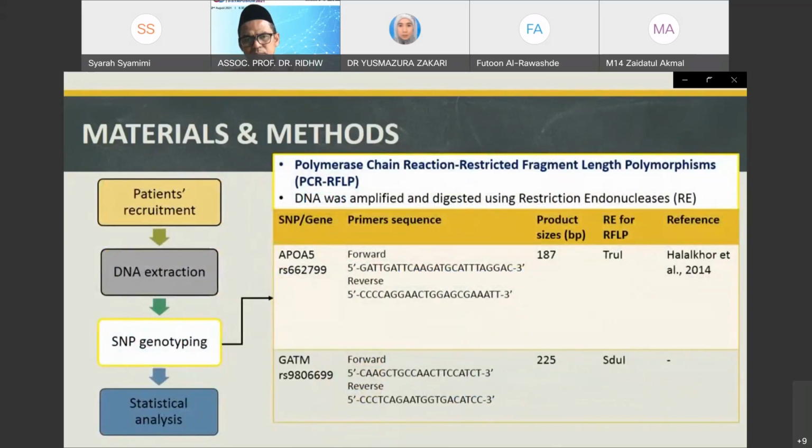After DNA extraction, SNP genotyping was performed using polymerase chain reaction restriction fragment length polymorphism, also known as PCR-RFLP, in which the extracted DNA was amplified in the PCR reaction, followed by digestion using restriction endonucleases in the RFLP reaction. The list of primer sequences and product sizes upon successful DNA amplification in the PCR reaction is listed in the table, and also the name of the restriction enzyme used for the RFLP reaction for each SNP is listed in the table below.